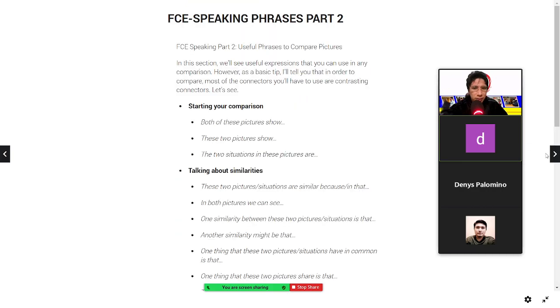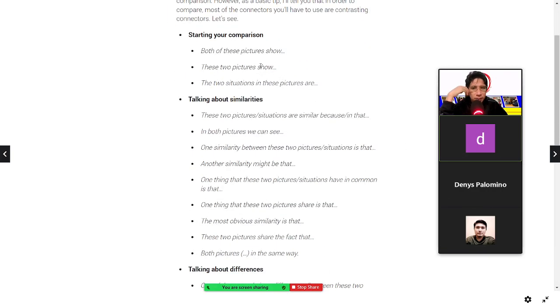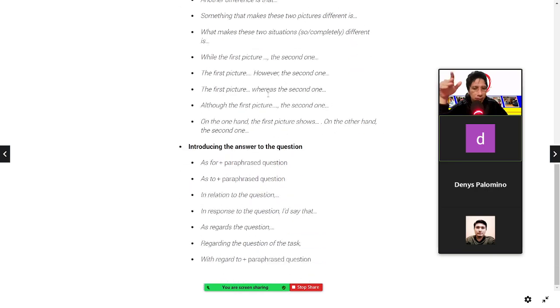Both of pictures show, these two pictures show, the situation in these pictures.